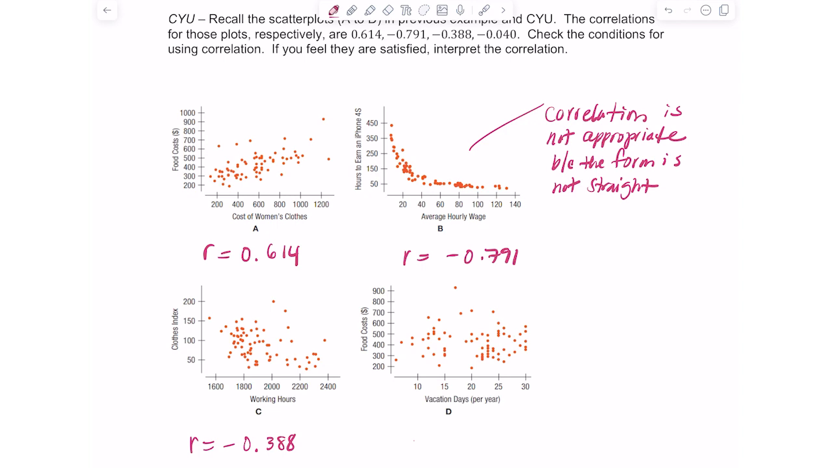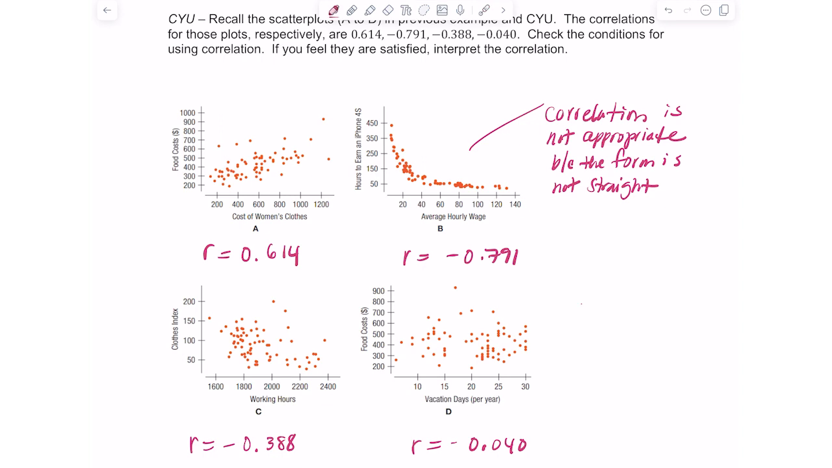And in letter D, the correlation is negative 0.040. So you can barely tell that this has a negative correlation. More importantly, the correlation is really close to zero. So the closer correlation is to zero, the less related the two variables are. The closer the correlation is to 1 or negative 1 means that there's a strong linear association, right?